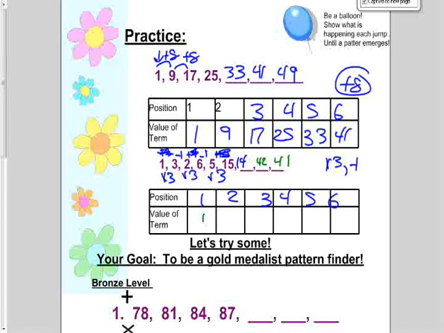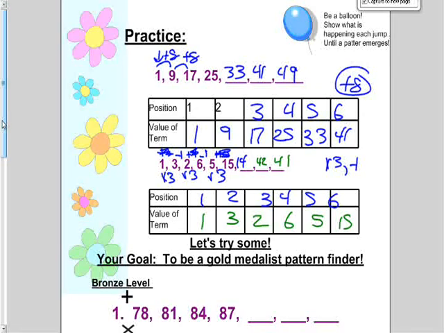Position 1 is our first number, and that's 1. Position 2 is our second number, which is 3. Position 3 is our third number, 2. And then 6, 5, 15. And then we could continue if we had more room.